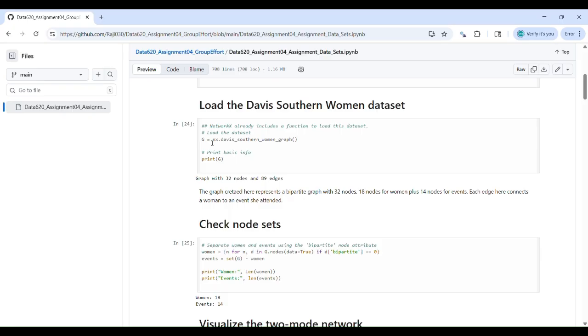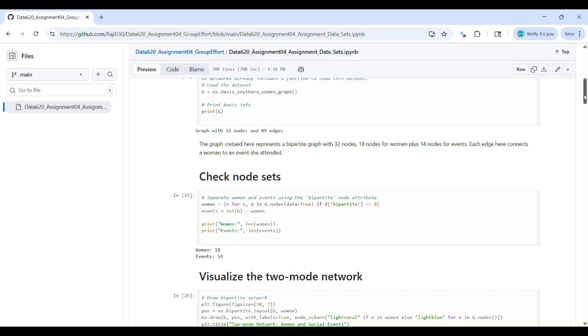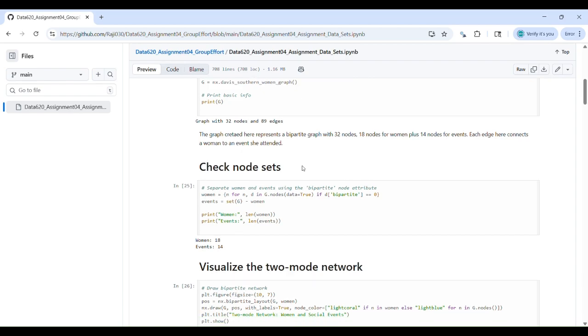So here is the graph for the dataset, and we printed some basic info. As you see, the graph has 32 nodes and 89 edges. Basically, this graph represents a bipartite graph with 32 nodes. Among those 32 nodes, there are 18 nodes for women and 14 nodes for events, and each edge here connects a woman to an event she attended.